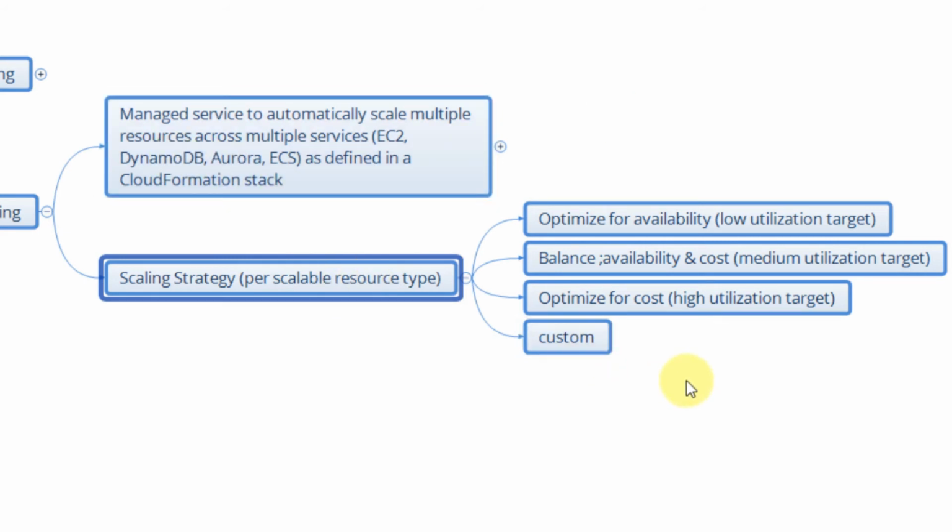There are these 4 different scaling strategies that you can configure. You can optimize for availability, which means there is a low utilization target, which is a threshold to decide whether to add or remove instances. You can balance availability and cost, in which case the utilization target is medium, or you can optimize for cost, in which case the utilization target is high, or you can have a custom where you can set the target yourself.